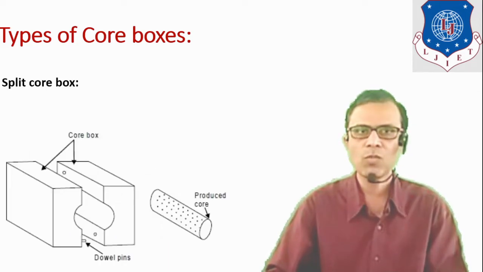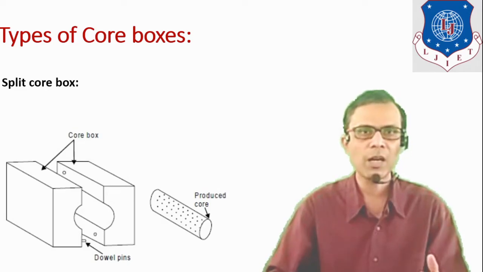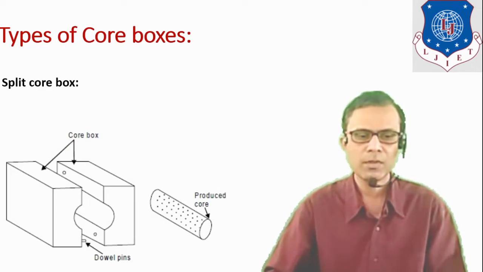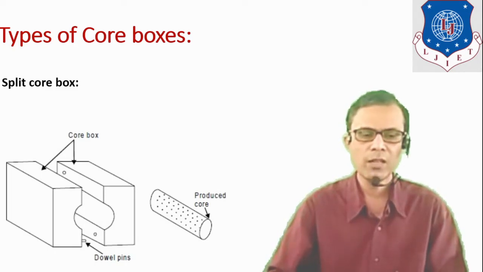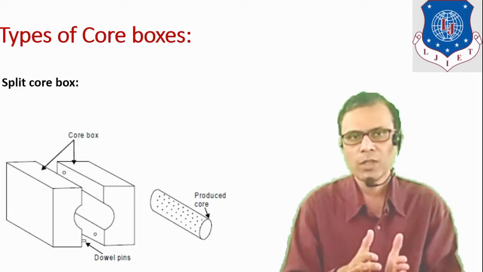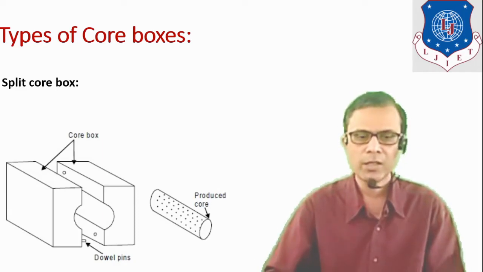Next type of core box is split core box. If a core is symmetrical like a cylindrical part, then it can be produced with the help of split core box. Here the core box is made in two equal halves. Both halves can be exactly aligned with the help of this dowel pin. So when we fit together the two half parts, it will produce the required core as it is shown here.